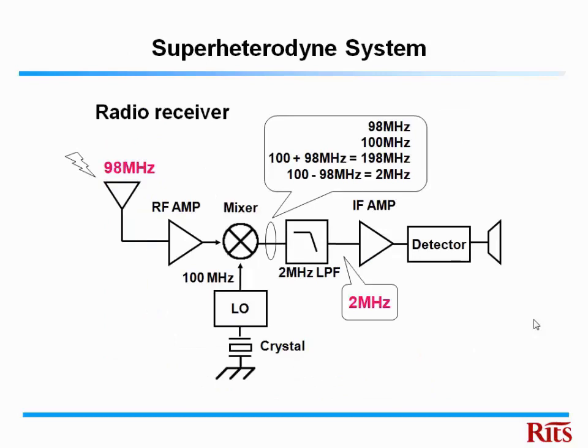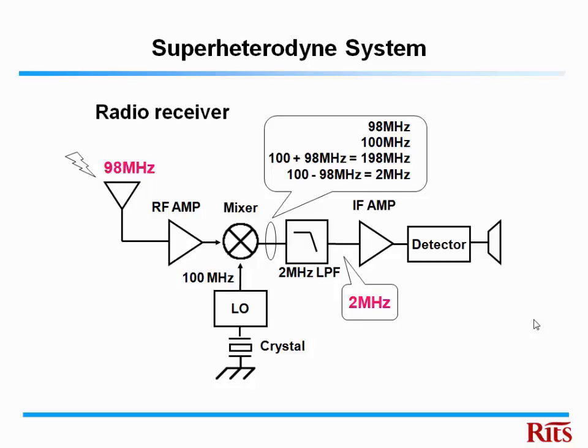So we focused on the superheterodyne frequency conversion system. This system is originally used for radio receivers or transmitters. For instance, a 98 MHz signal comes from the antenna and goes to the mixer through the amplifier. The mixer has a fixed local oscillator of 100 megahertz, given by a crystal. Because of the mixing action, we can obtain four frequency elements.